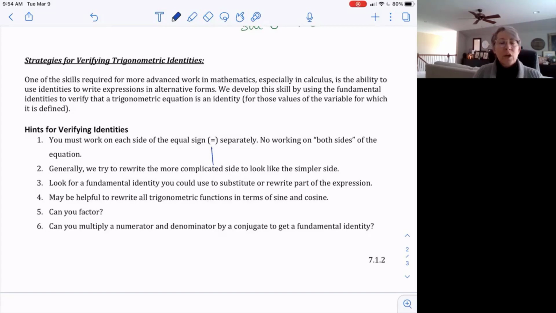We also try to generally start with a more complicated side, and then we can try to break it down to make it look more like the simpler side. We want to look for any fundamental identities we can use to substitute or rewrite part of the expression to simplify it. Worst case scenario, rewrite everything in terms of sine and cosine, see what you could combine and rewrite. See if you can factor. Sometimes it's hard for people to recognize a quadratic when we're dealing with trigonometric functions, but it is in quadratic form, so maybe we can factor it. And then last, can we multiply the numerator and the denominator by a conjugate to get some fundamental identity or to get something to reduce?